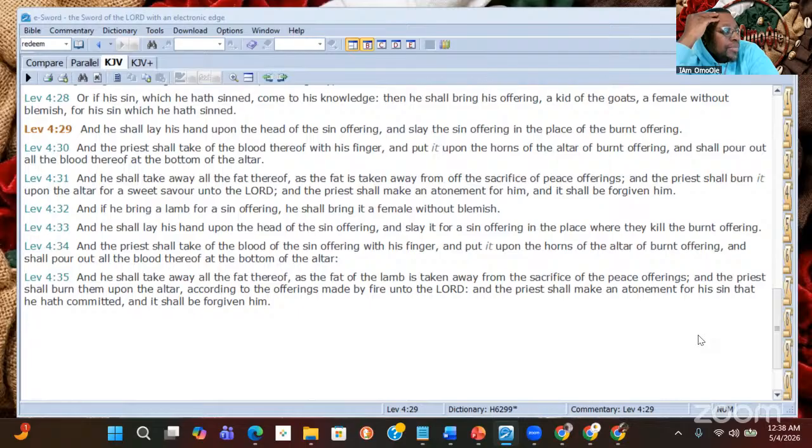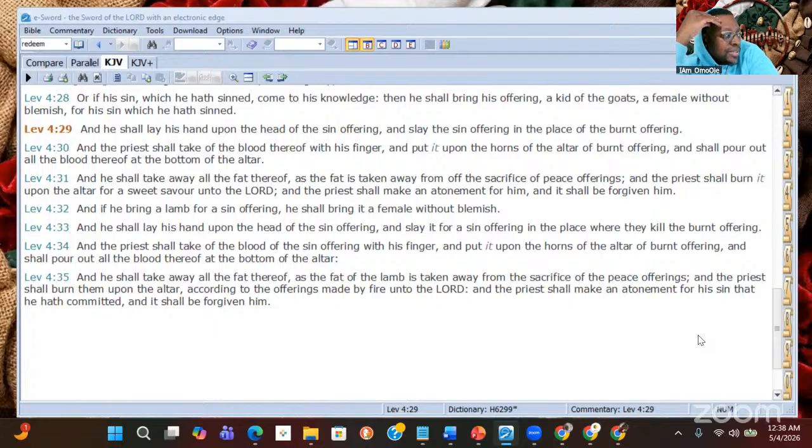And if he bring a lamb for a sin offering, he shall bring it a female without blemish. And he shall lay his hand upon the head of the sin offering, and slay it for a sin offering in the place where they kill the burnt offering. And the priest shall take of the blood of the sin offering with his finger, and put it upon the horns of the altar of burnt offering, and shall pour out all the blood thereof at the bottom of the altar. And he shall take away all the fat thereof, as the fat of the lamb is taken away from the sacrifice of the peace offerings.